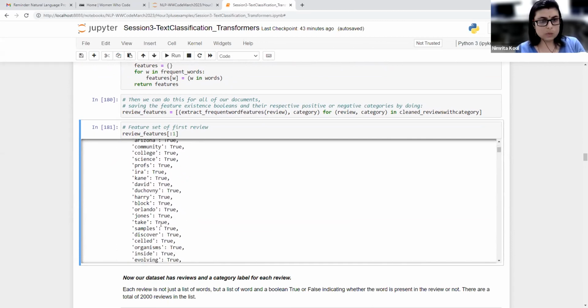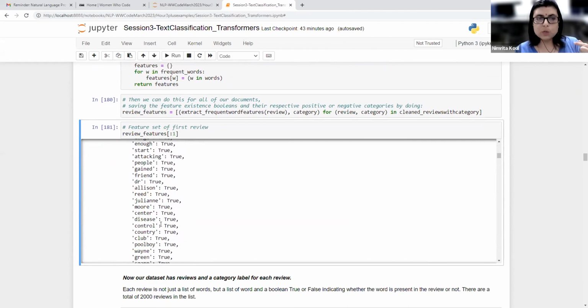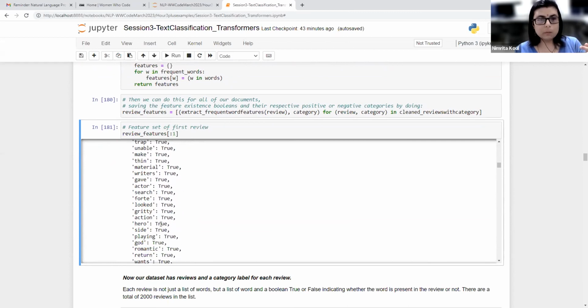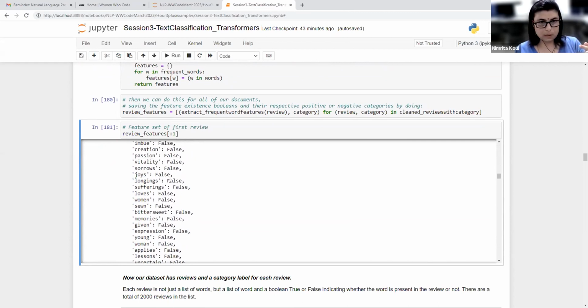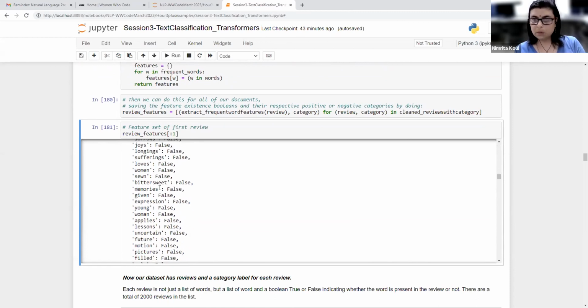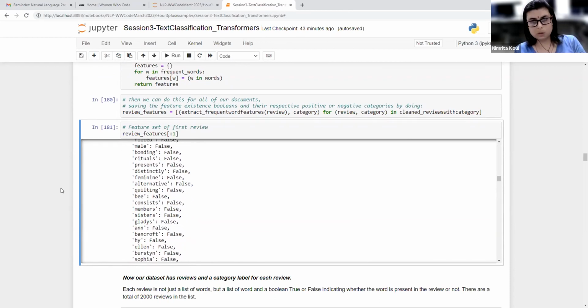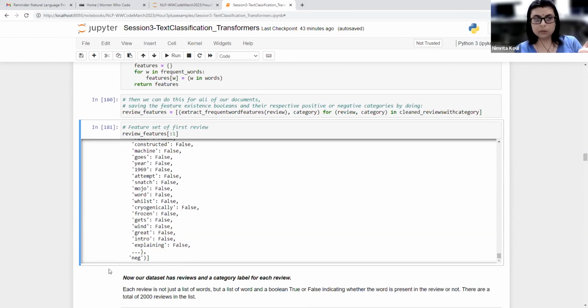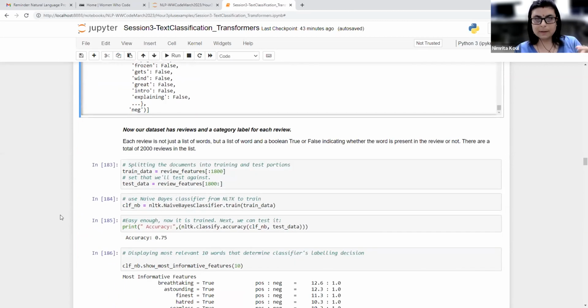There are certain words which are not present in this review, but which are frequent words. With them, we have associated false like this. These are the frequent words in the overall text corpus, but these are not present in this first review. So a false is associated with them. Now this is our feature vector. Feature vector means the word and whether it's present or not. Along with this feature vector, we also have the final label of the review, which is negative in this particular case.